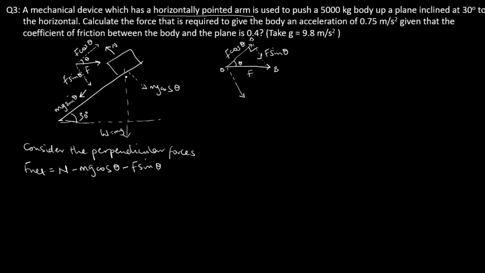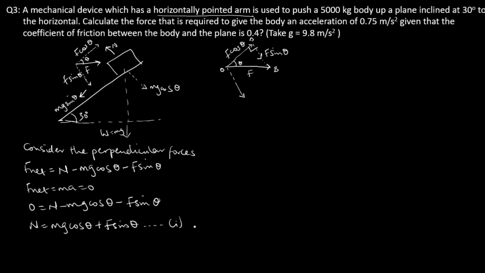Now there is no motion of the body along that axis. As such, our F net, which is equal to ma, is equal to 0 when we are considering the forces which are perpendicular to the plane. So we have 0 equals N minus mg cos theta minus F sine theta, and as such we can write that N equals mg cos theta plus F sine theta. We can call this equation 1. We'll apply that later. Now let us consider the forces which are parallel to the plane.